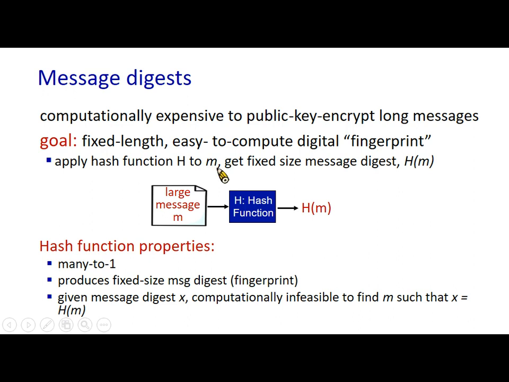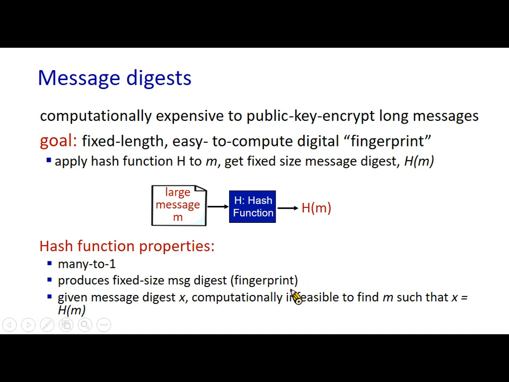So it takes a big-size message and produces a message digest, the hash function H over M. So it's a large message M and the hash function H over M. The hash function property is many-to-1, and it produces a small-size message digest, a fingerprint of the message.